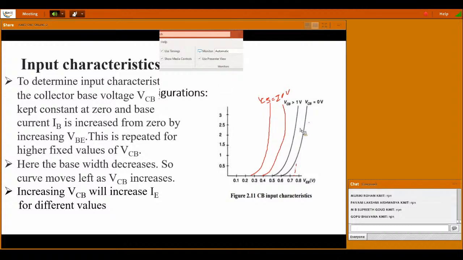So the curve will stay on the left side of the VCB equal to 0 volts curve. This is repeated for the higher range of your VCBs. So increasing VCB will increase the emitter current. Is it clear, everybody?